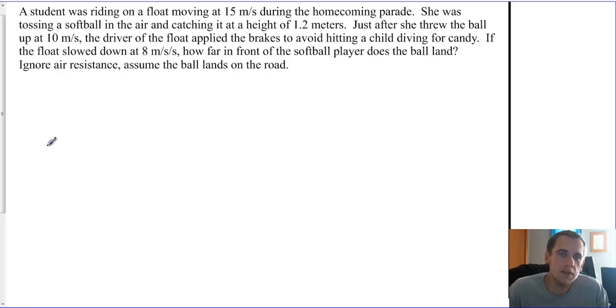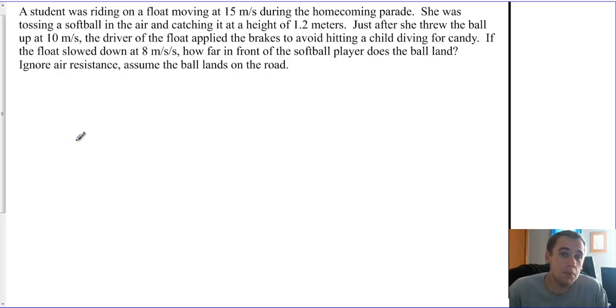So a student was riding on a float moving at 15 meters per second during the homecoming parade. She was tossing a softball in the air and catching it at a height of 1.2 meters. Just after she threw the ball up at 10 meters per second, the driver of the float applied the brakes to avoid hitting a child diving for candy. If the float slowed down at 8 meters per second, how far in front of the softball player does the ball land? Ignore air resistance and assume the ball lands on the road. Alright, there's actually a whole bunch of information in there.